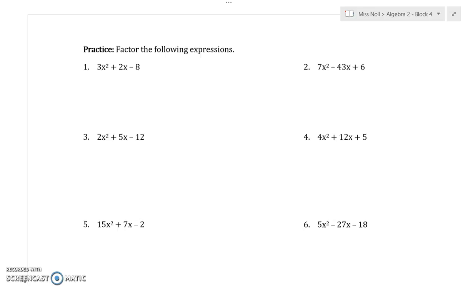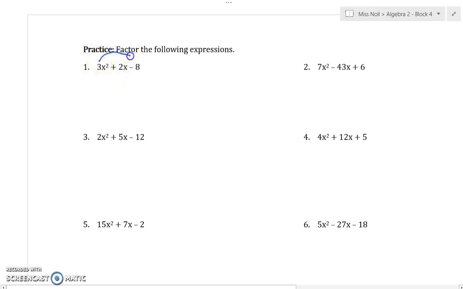Okay, but anyway, so let's do a few examples of these. First things first, always check for GCF. So number 1, 3x squared plus 2x minus 8. None of those share a common factor, so I don't have to factor out a GCF. But next I'm going to check what the number in front of x squared is. The number in front there is 3, so that means a is 3.